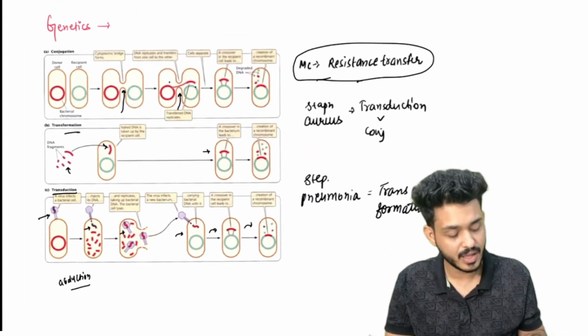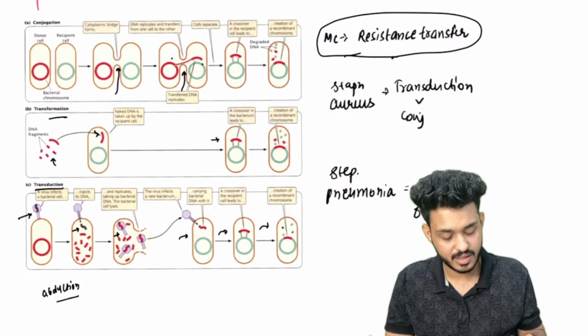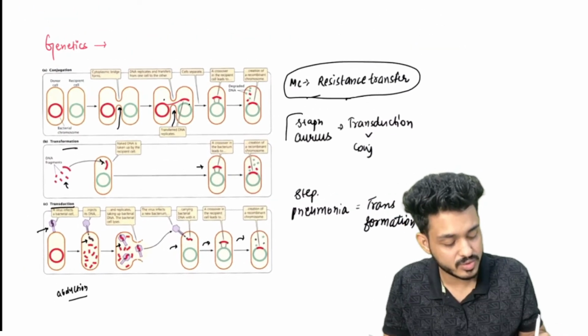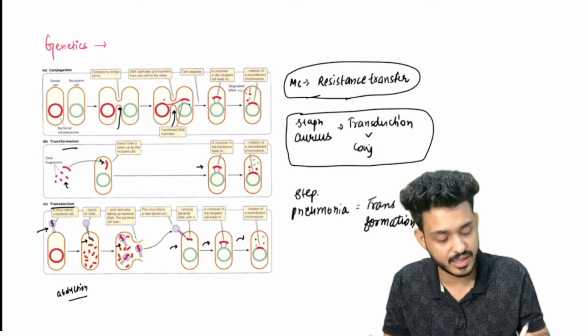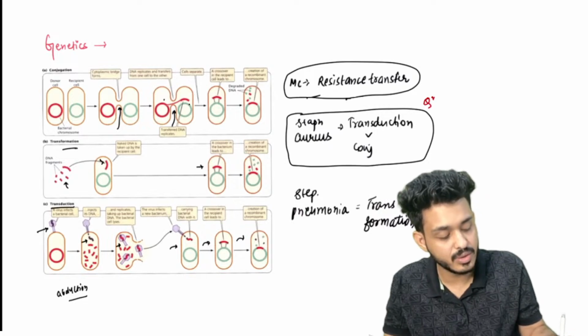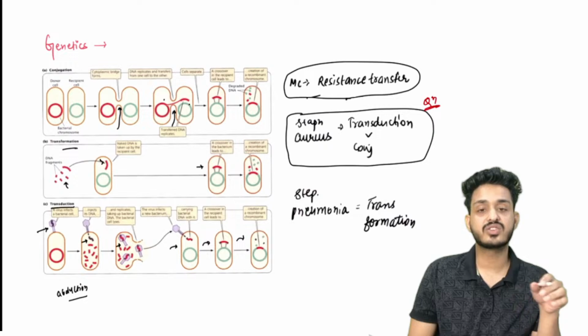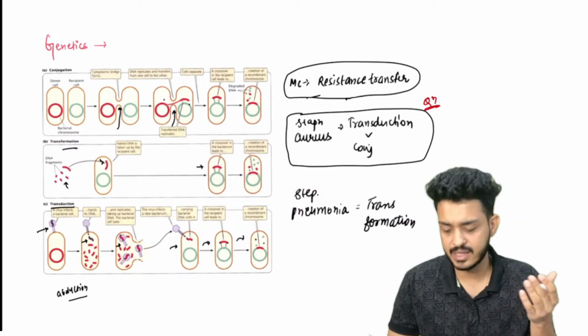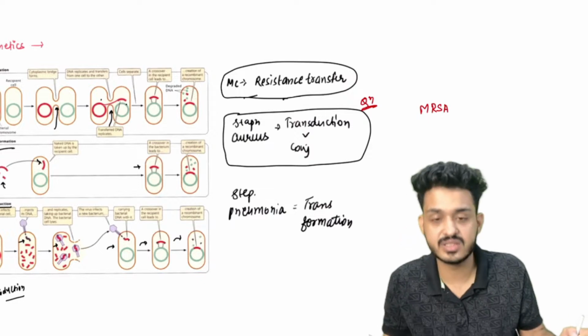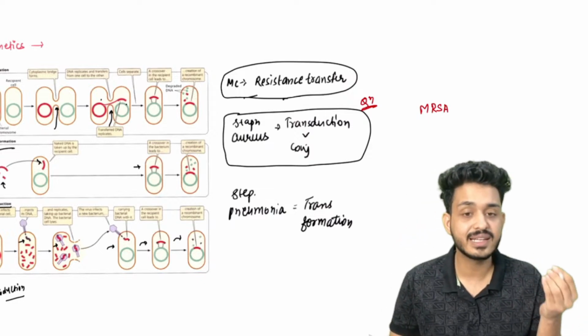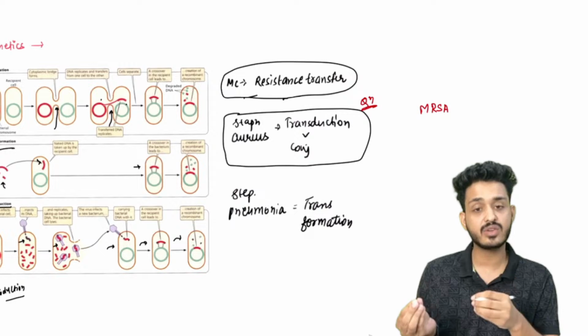So this is the transduction. Transduction is most commonly seen in Staph aureus. This was a previous year question they have asked: most common method of transduction in Staph aureus. That is why we are having MRSA. Remember, we are having MRSA. What is MRSA? Methicillin resistant Staph aureus. So methicillin is not working now.